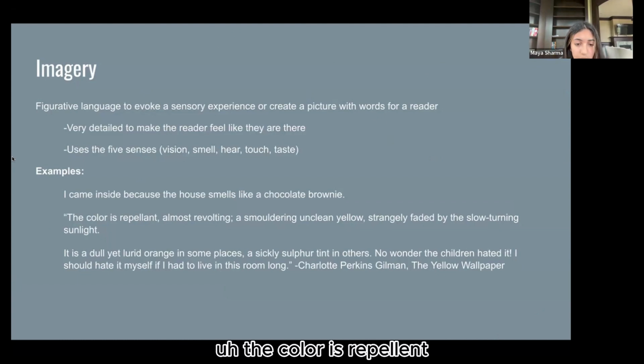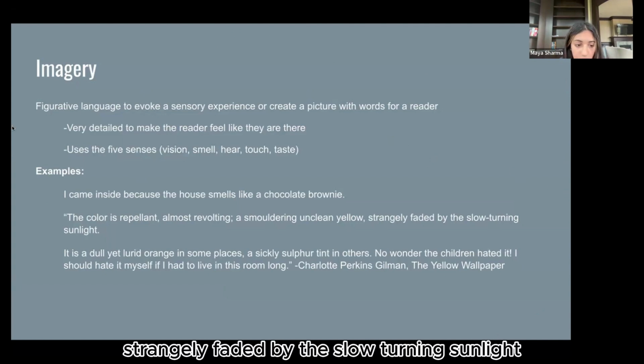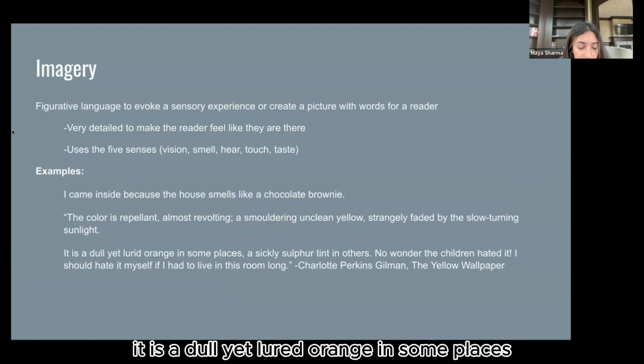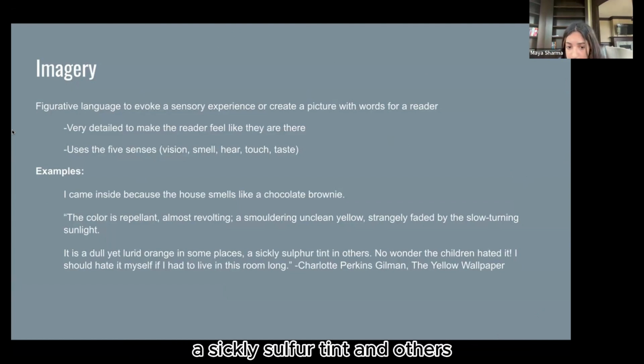The color is repellent, almost revolting, a smoldering, unclean yellow, strangely faded by the slow-turning sunlight. It is a dull yet lurid orange in some places, a sickly sulfur tint in others. No wonder the children hated it. I should hate it myself if I had to live in this room long.